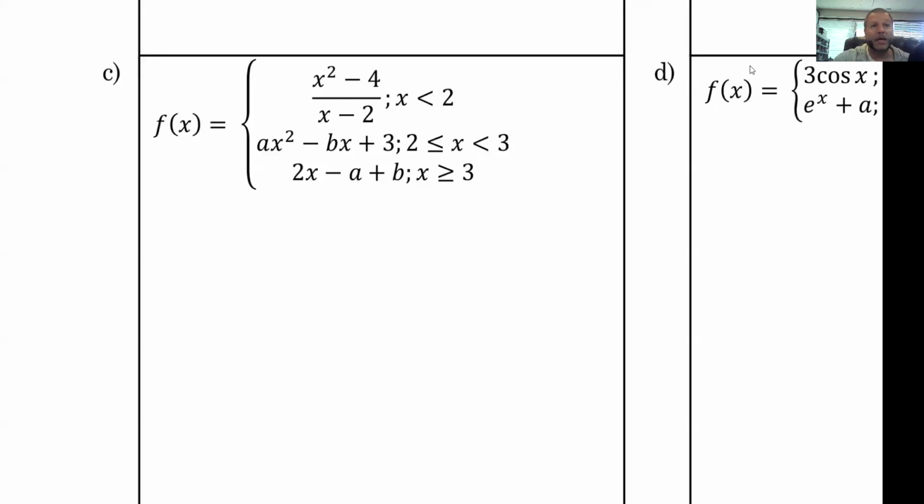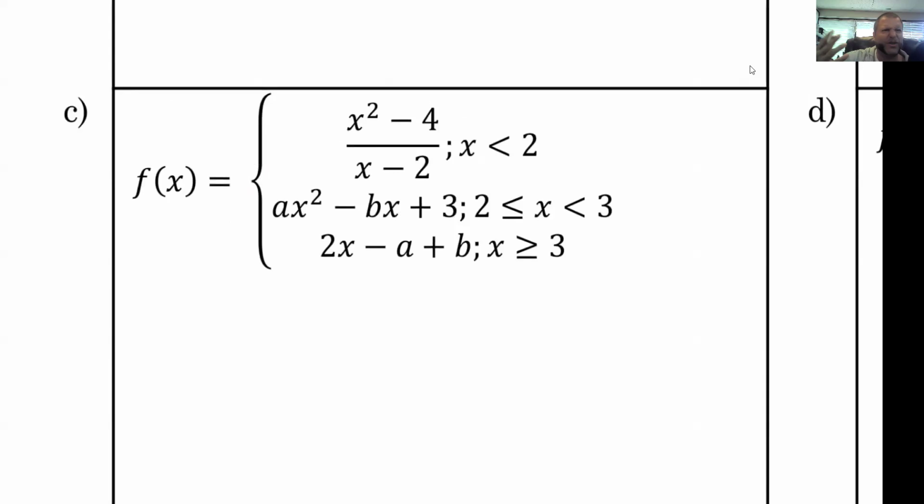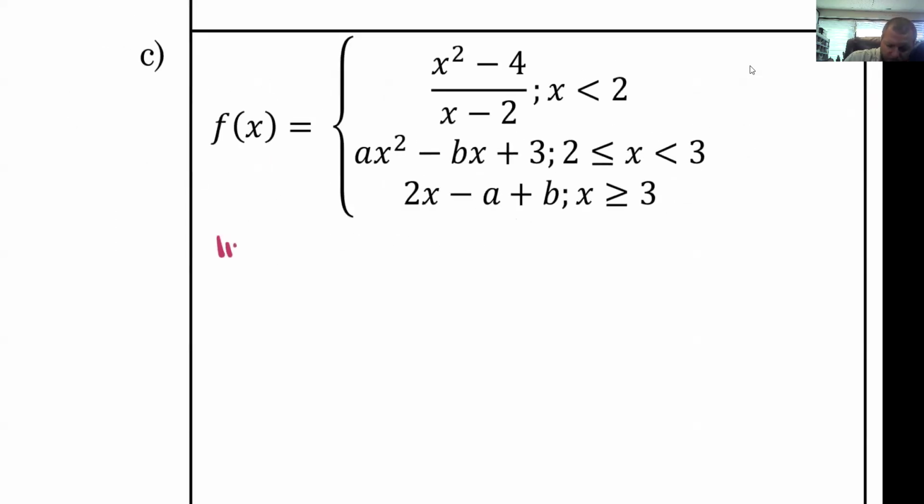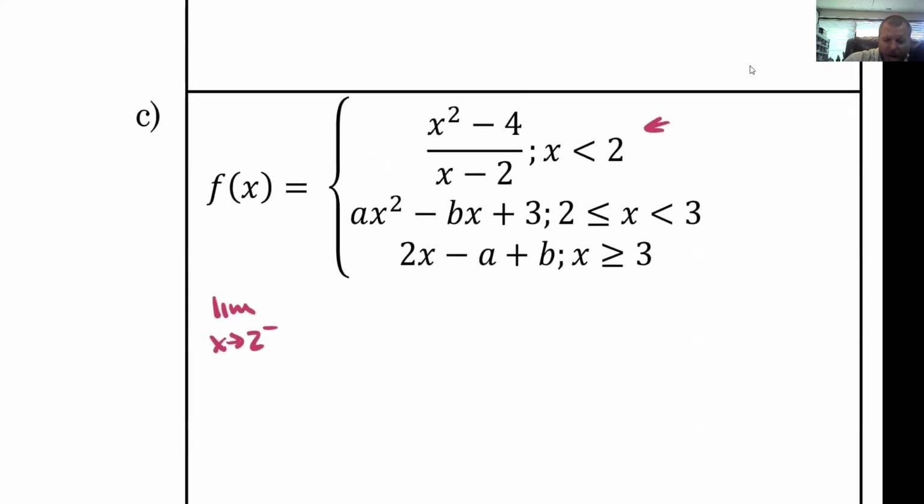All right, so for question C, this is similar to question B, right? We have kind of three different parts. We're going to take some limits. We're going to get a system of equations. So first thing we know, we can take the limit as x approaches 2 from the negative direction. We're going to be on this here. So we'd have x squared minus 4 over x plus 2. In order to be continuous, we have to equal the limit as x approaches 2 from the positive direction. But that's going to be the function ax squared minus bx plus 3.